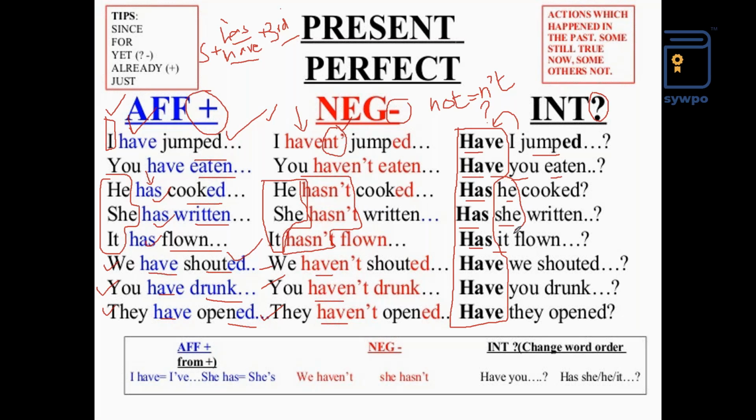So here you have has. That's because I told you the subjects are third person singular. Right? Has he cooked, has she written, has it flown. For the subjects we, you, and they, we maintain have: have we, have you, have they, and then the third form of the verb with the question mark at the end. I hope this is clear to you how we write present perfect tense in affirmative, in negative, and interrogative. If you have questions, you can write them in the chat box for me.